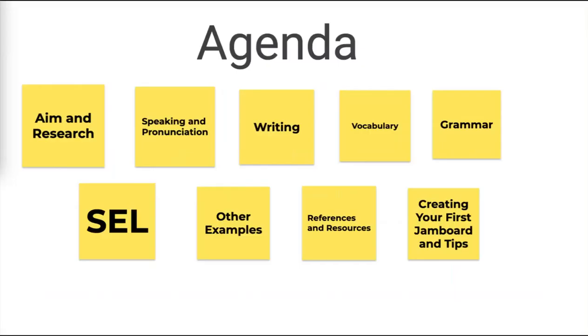So here's where we're headed today. I'll share my aim and some background research on how this tool can be used to provide effective language learning opportunities for beginning and literacy level English language learners. We'll go through some Jamboard examples for speaking and pronunciation, writing, vocabulary, grammar, social emotional learning, and other examples. I'll provide links to these samples, references, and additional resources, as well as a short Jamboard tutorial and tips.